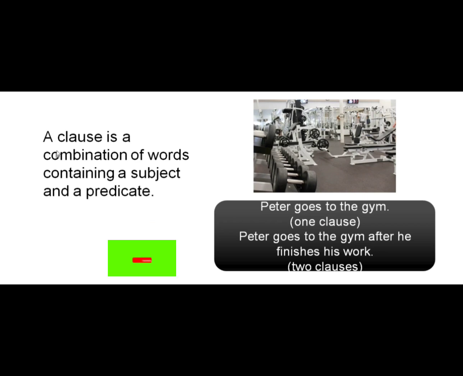Now, a clause is a combination of words containing a subject and a predicate. Have a look at the examples over here. Peter goes to the gym. Now this is one clause. Peter goes to the gym after he finishes his work. Now, there are two clauses in the sentence. Peter goes to the gym and he finishes his work.